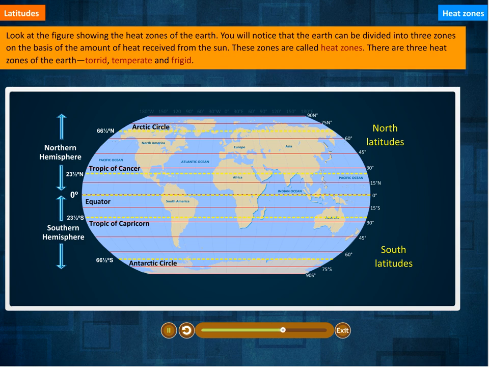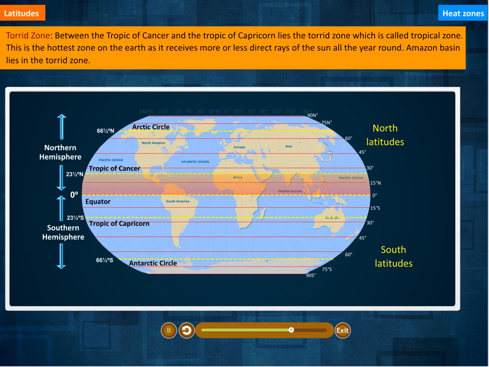Look at the figure showing the heat zones of the Earth. You will notice that the Earth can be divided into 3 zones on the basis of the amount of heat received from the sun. These zones are called heat zones. There are 3 heat zones of the Earth: torrid, temperate, and frigid. Torrid zone. Between the Tropic of Cancer and the Tropic of Capricorn lies the torrid zone, which is called tropical zone. This is the hottest zone on the Earth as it receives more or less direct rays of the sun all the year round. Amazon basin lies in the torrid zone.